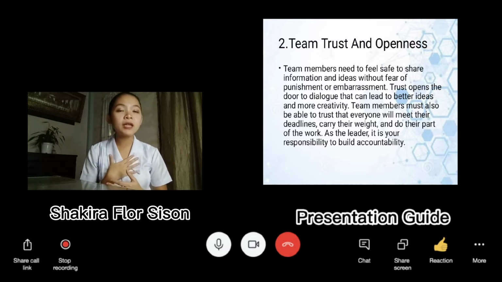As the leader, it is your responsibility to build accountability. If you are in a leadership position, ask yourself, do my team members trust me? Our course on building accountability, trust and performance at work addresses the trust in leaders. It also explains how to build accountability among the team through honesty, transparency, and openness.